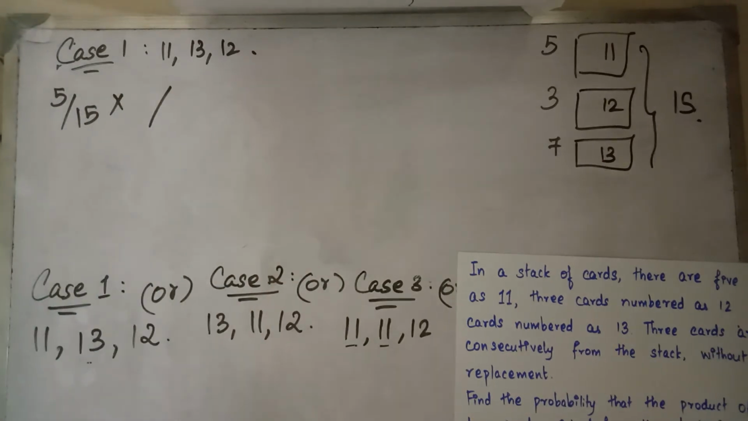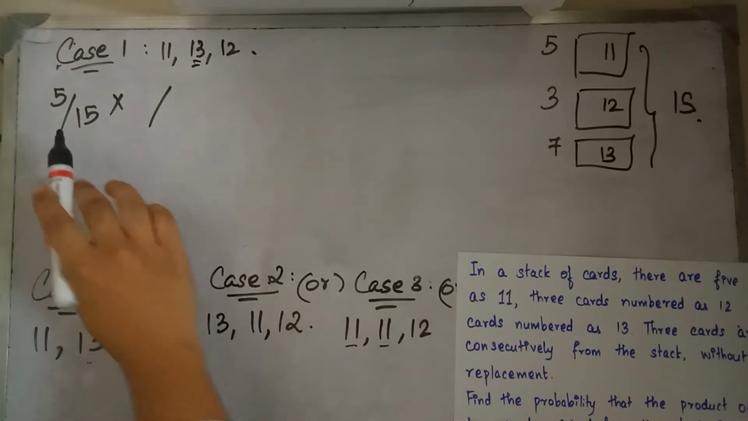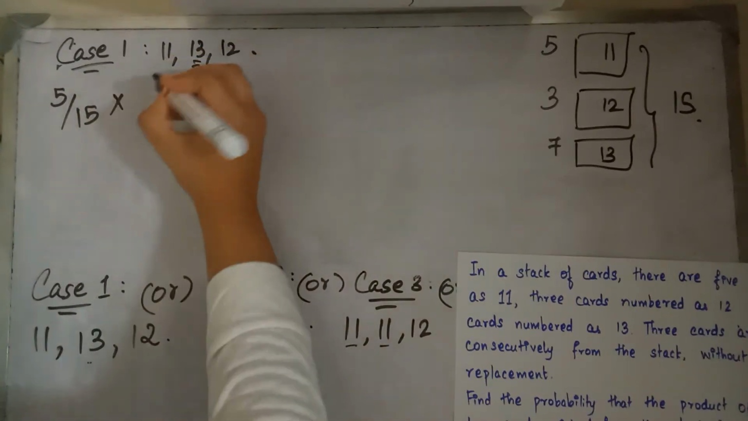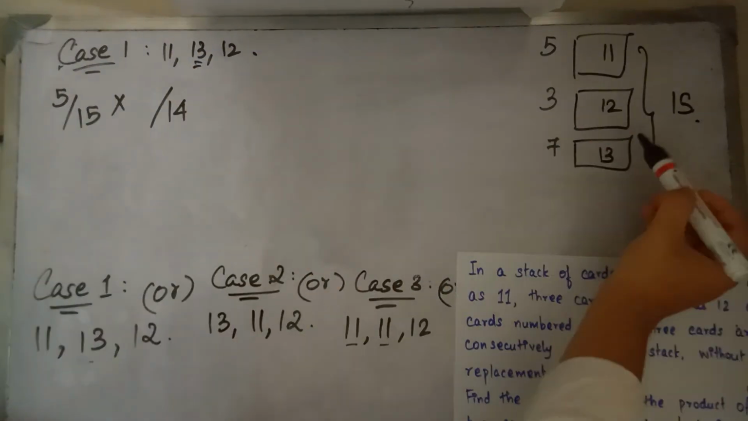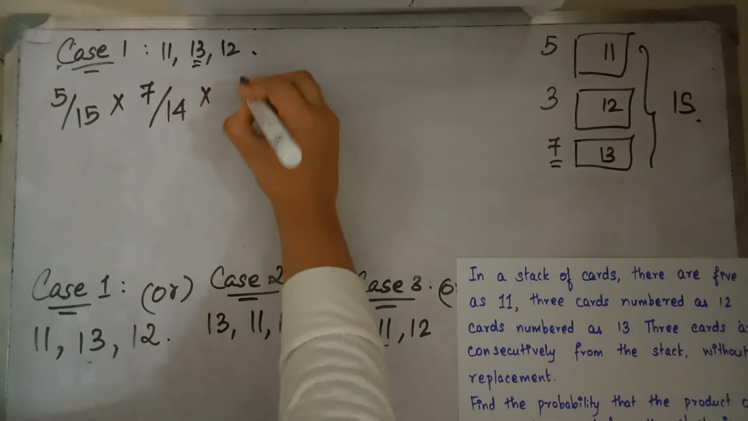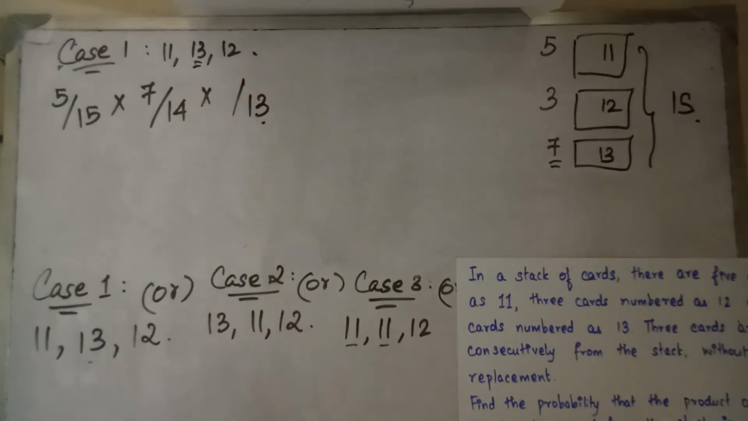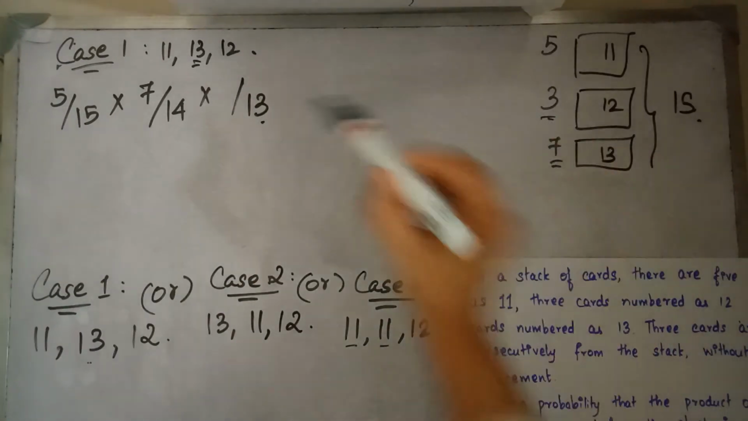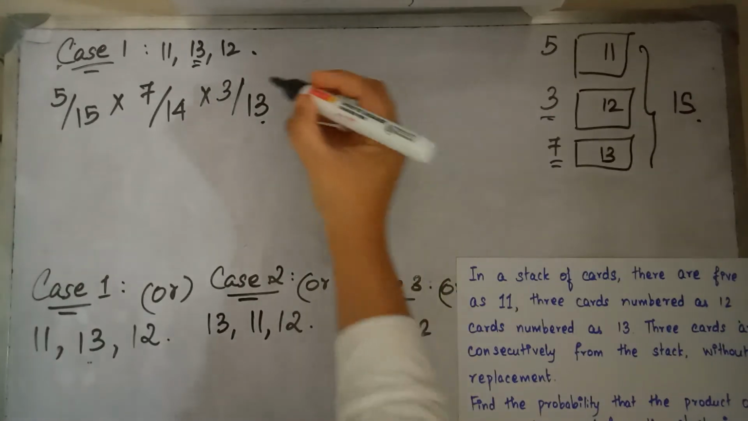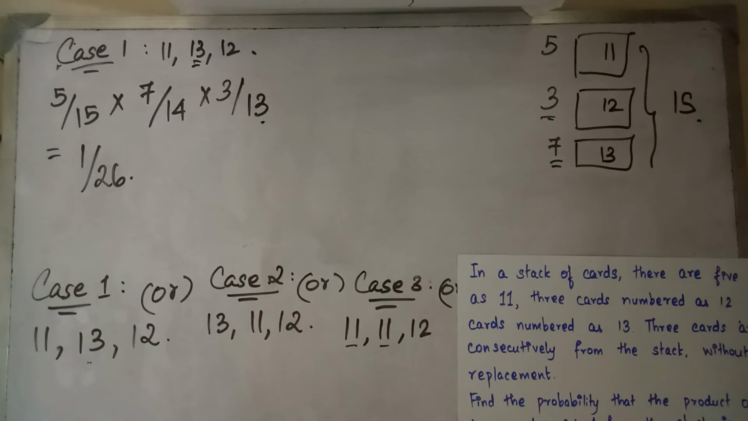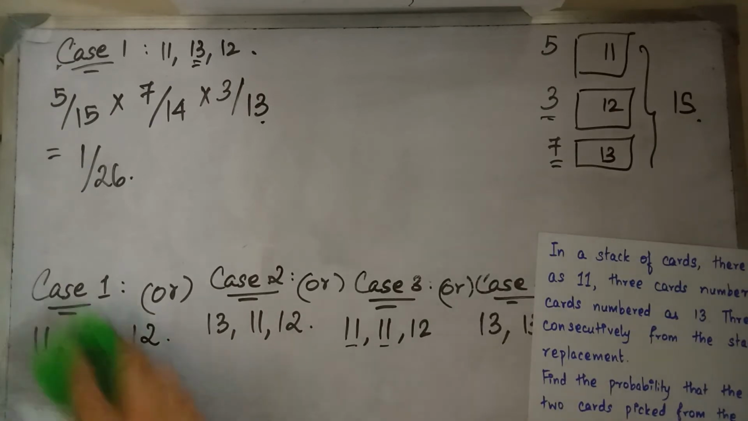The next card which I'll pick is 13, and what is the total number of cards? It is picked without any replacement, so the total would be 14. There are 7 13 cards, so 7, and then 12, the total decreases again, so it's 13, and the probability of me getting 12 will be 3 by 13. So this will give me 1 by 26. Okay, so now I've gotten case 1.